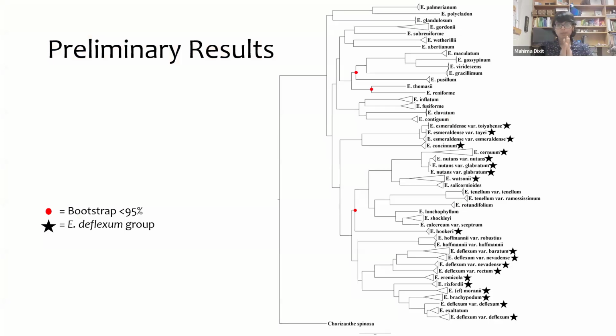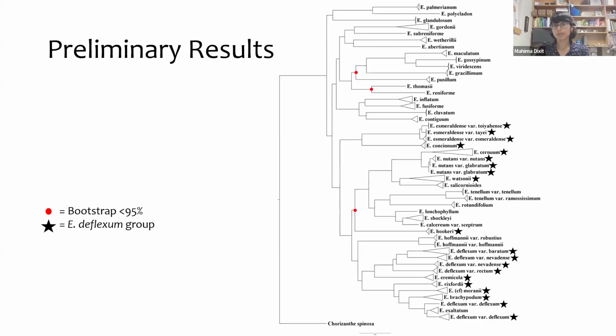Okay, so this is my phylogenetic tree of my preliminary results for my analyses so far. Before I get into what to get out of this tree, I wanted to orient us to what on earth we're even looking at.